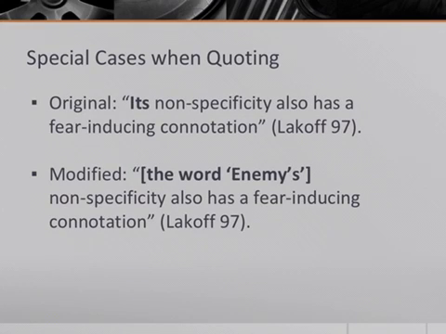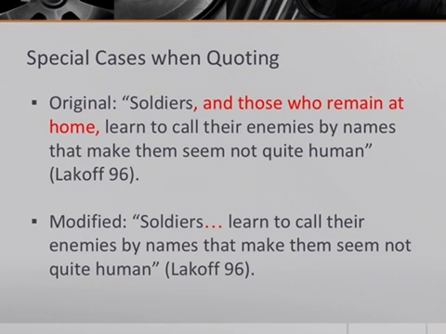Here's an example of using brackets. Notice how the pronoun its in the first sentence has been changed to enemies in the second. This is the noun that it originally stood for. This makes the meaning of the sentence clear when removed from the context of the paragraph in which it originally appeared. The word enemies, non-specificity, also has a fear-inducing connotation. (Lakoff, page 97).